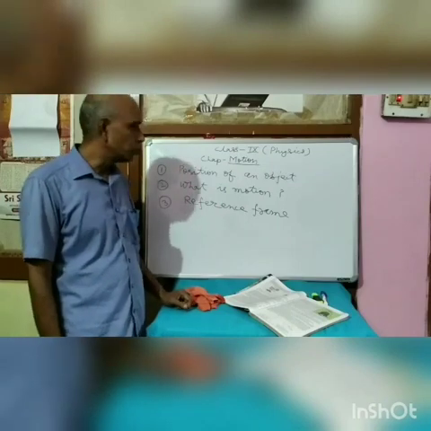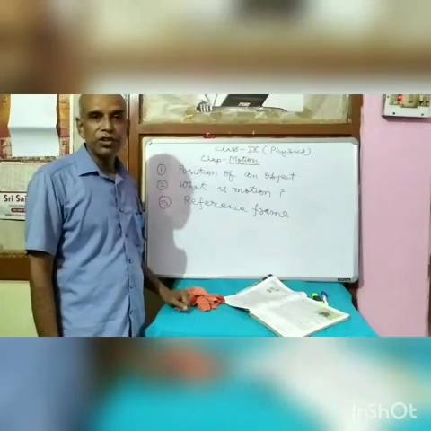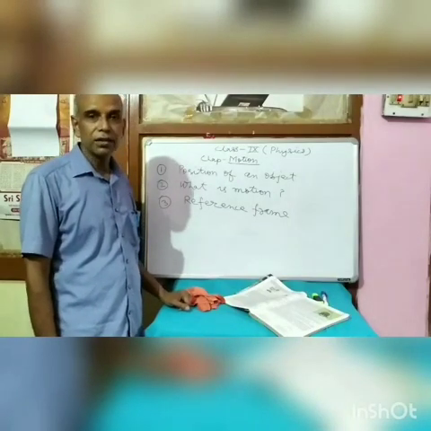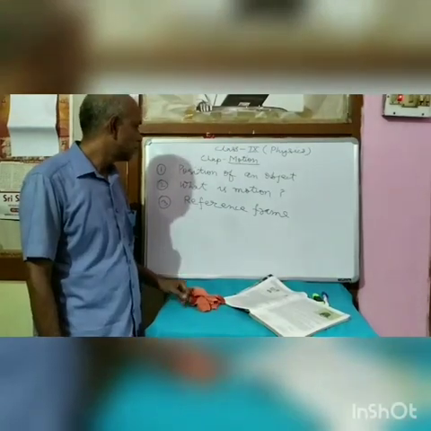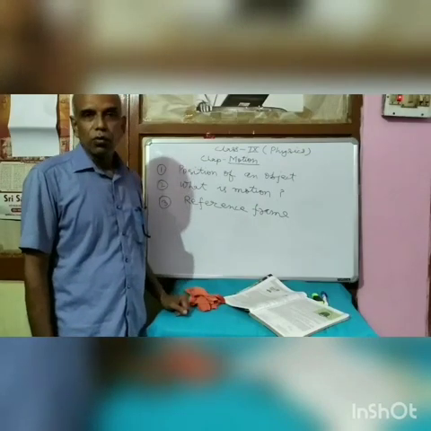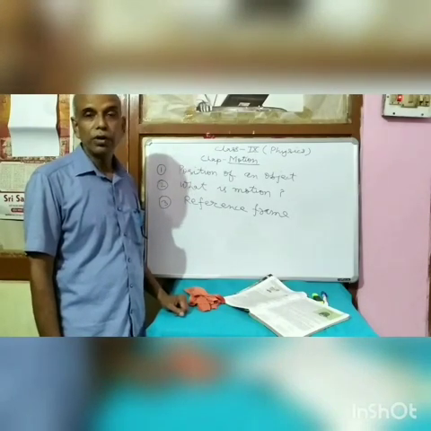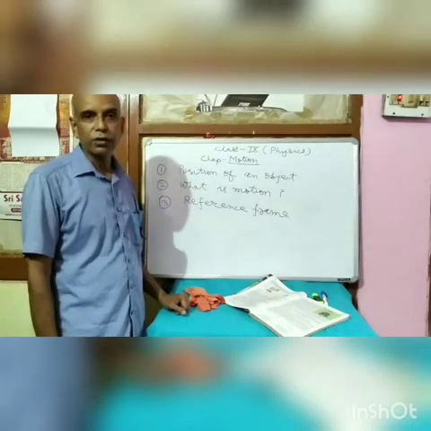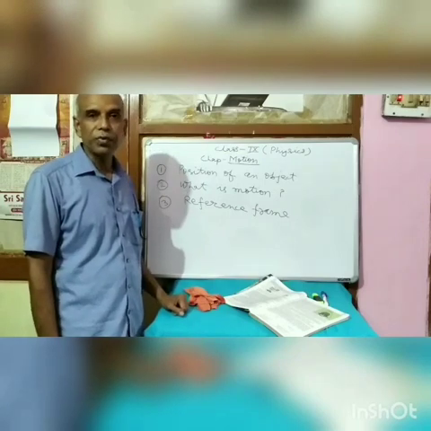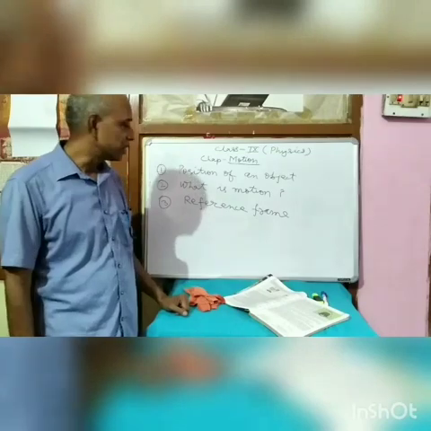Object has two positions. First is rest position and second is moving position. What is motion? When an object changes its position with respect to time or with respect to any reference frame, then the object is said to be in motion.